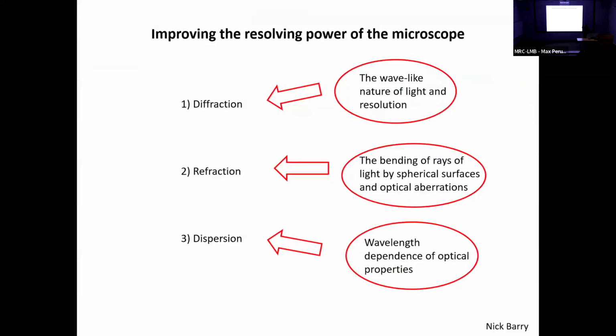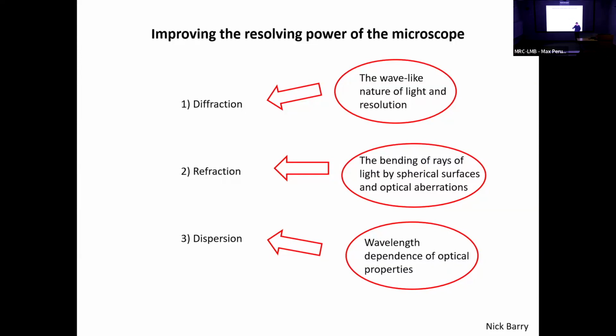All optical instruments have these sorts of properties: diffraction, refraction, dispersion. Diffraction is a consequence of the wave-like nature of light, and that does set some limits on resolution. Refraction is what's going on in the lens surface. This is the bending of rays of light by spherical surfaces, that's Snell's law, if you like. And that leads to this whole business of optical aberrations. And then dispersion is the fact that different wavelengths bend different amounts depending on their wavelengths.